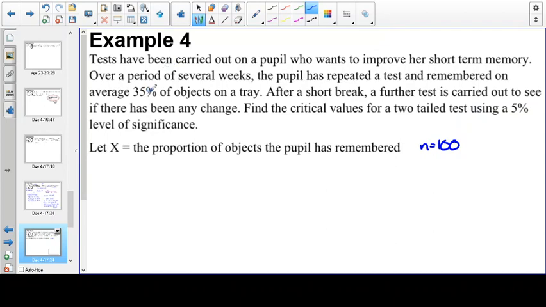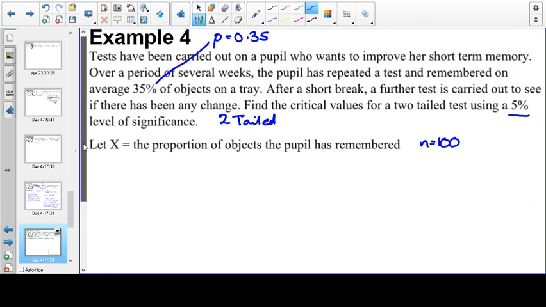The pupil has repeated the test and got an average of 35% of objects on a tray. This is P, so P is 0.35. After a short break, a further test is carried out. We don't know what that pupil got in that test, so we do not have a test statistic, but they want to see if there has been any change. We don't know if the change is up or down. It doesn't specify, which means that we are on a two-tailed test. It does tell us a 5% level of significance.